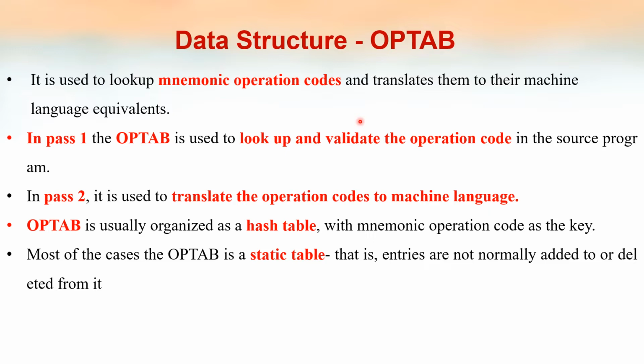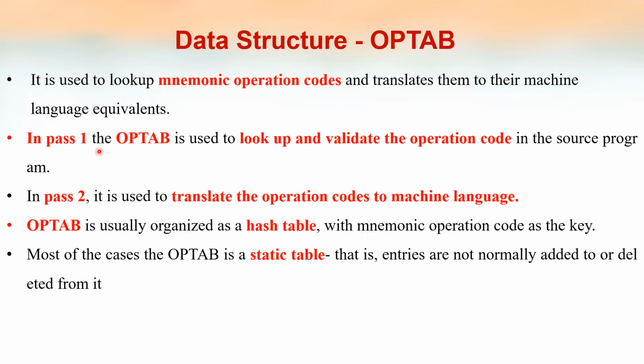OpTab. OpTab is a data structure. It is a hash table, which is a static table, which means the entries are not added or deleted from this table. And this table has two columns. The first column contains the opcode and the second column contains the corresponding values of the opcode. Each opcode will have a standard value. It is previously defined. For example, LDA is an opcode. Its value is 00. Similar to that, different opcodes will be having predefined values in this table.